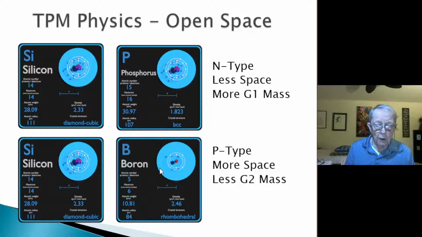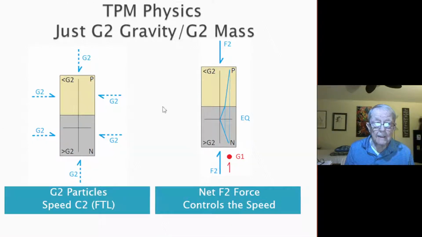But when you add boron, you can see physically how the nucleus is much smaller than the silicon, but there are a lot fewer electrons here and there. This is the p-type. It has more space and less mass. And less mass is also important. More space, less mass.